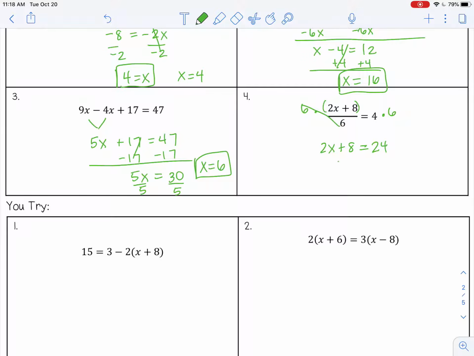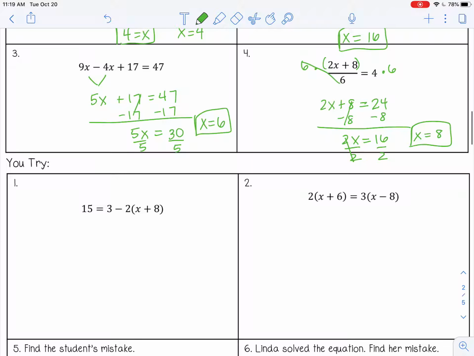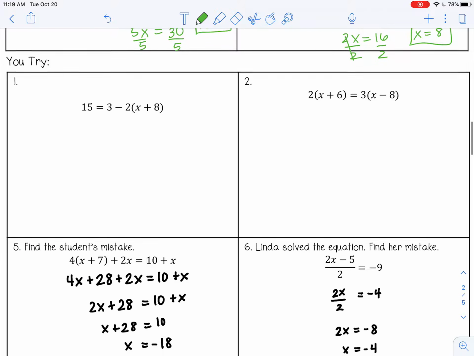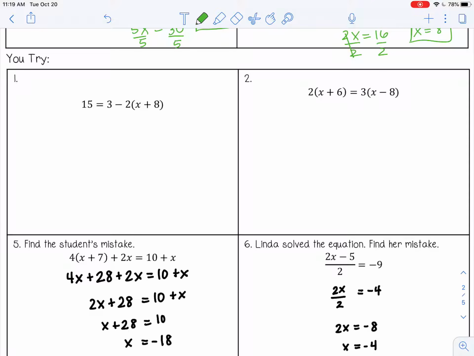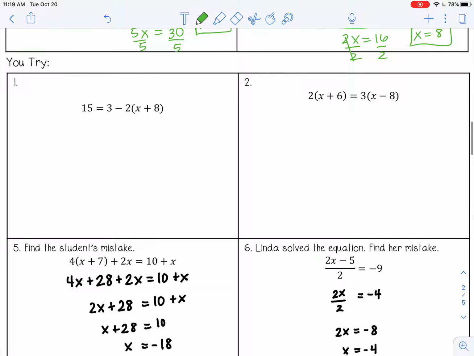And now I can solve it like a two-step equation. So subtract 8 from both sides. Then divide by 2 on both sides. So x equals 8. All right, go ahead and pause the video now and try the last few by yourselves, 1, 2, 3, and 4. And then we'll go over it.